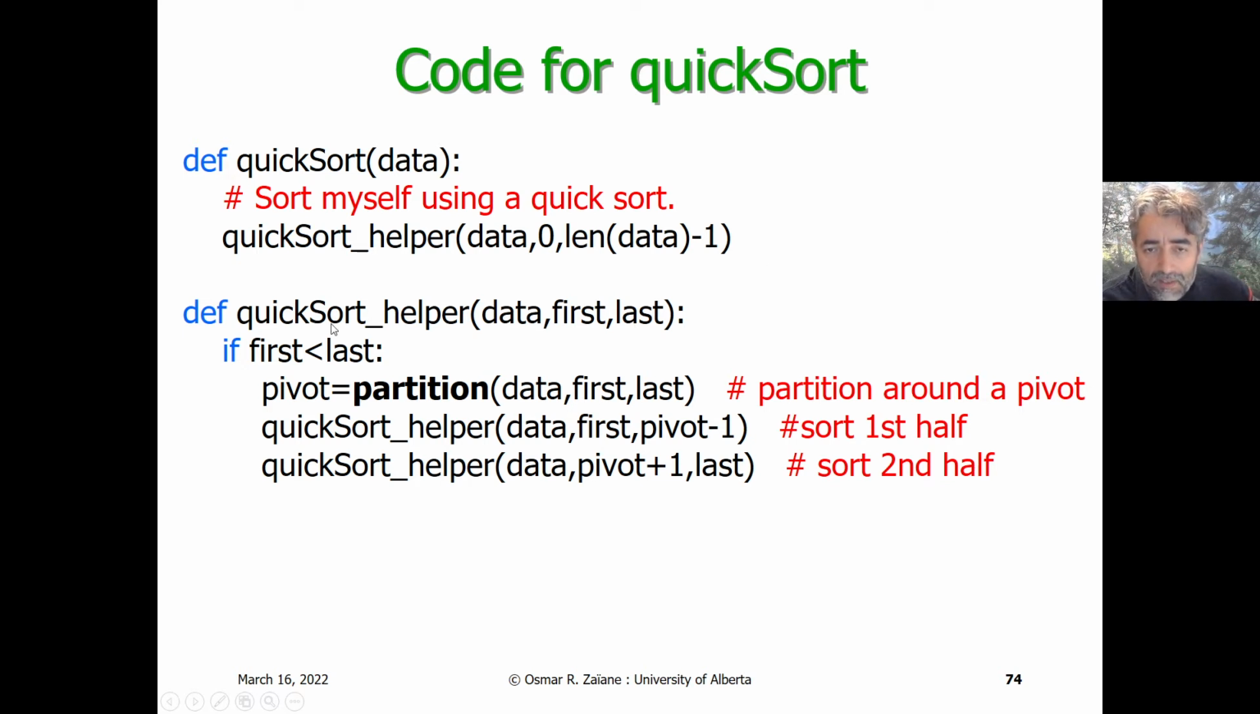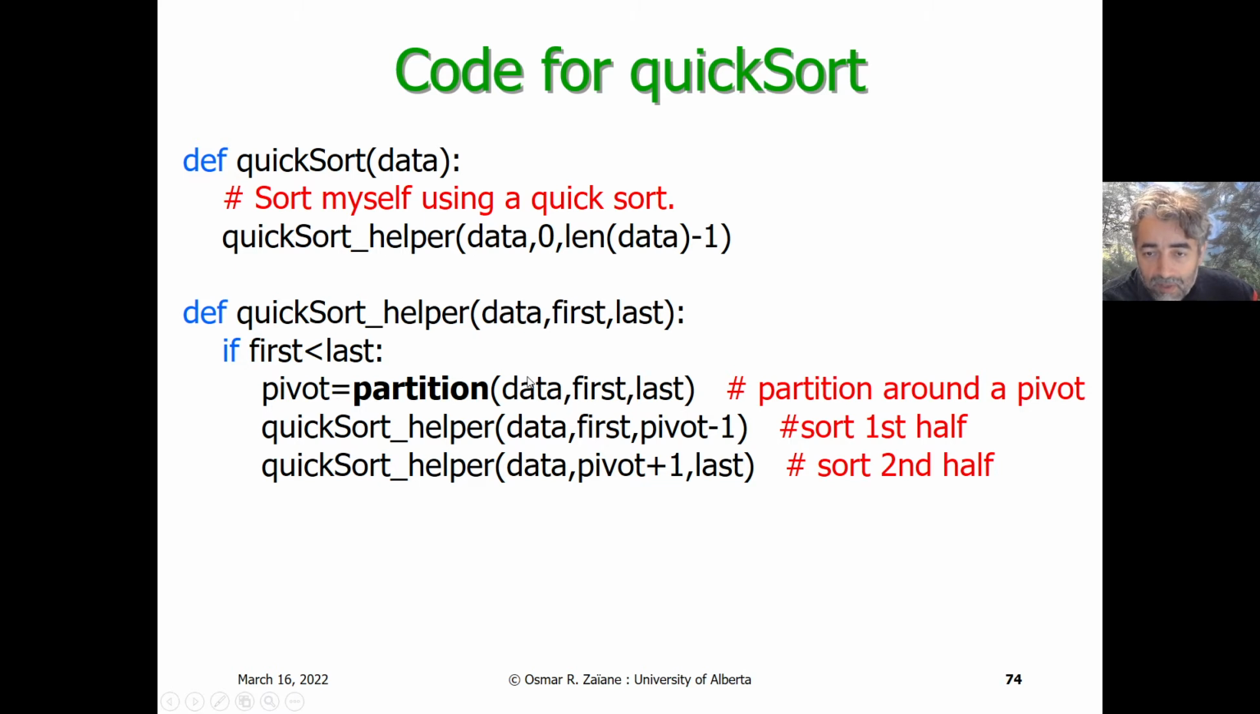But when I call the function recursively, I call it with the data, the first position and the last position. Initially it's 0 and length of data minus 1, but generally it's just first and last. If first is smaller than last, it means I still have elements in there. I don't have just one. If I have one, I'm done. But if I have more than one, then what do I do? I have to partition it. So what do I partition? I partition the data from first to last, the same parameters as those from the QuickSort helper.